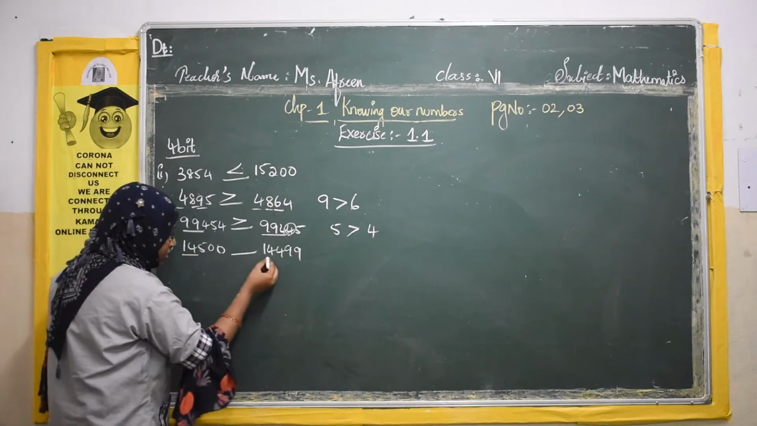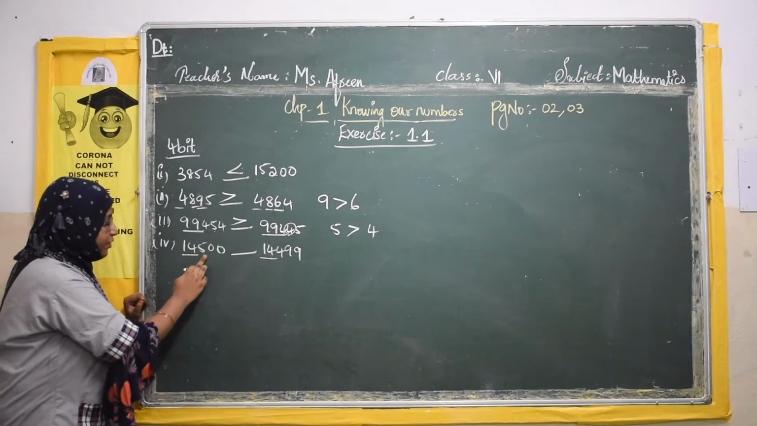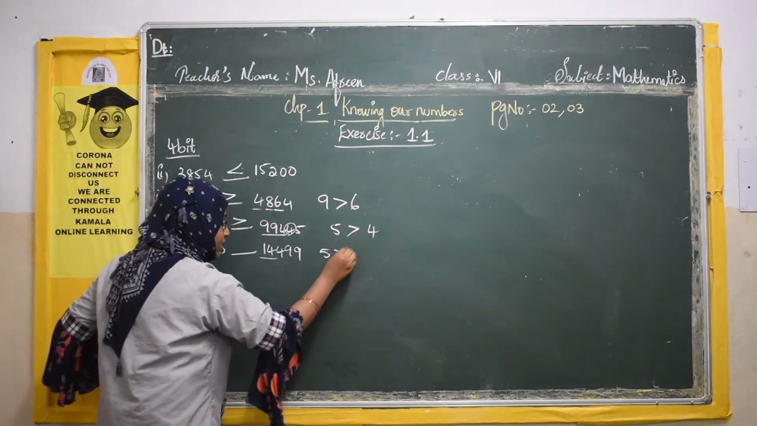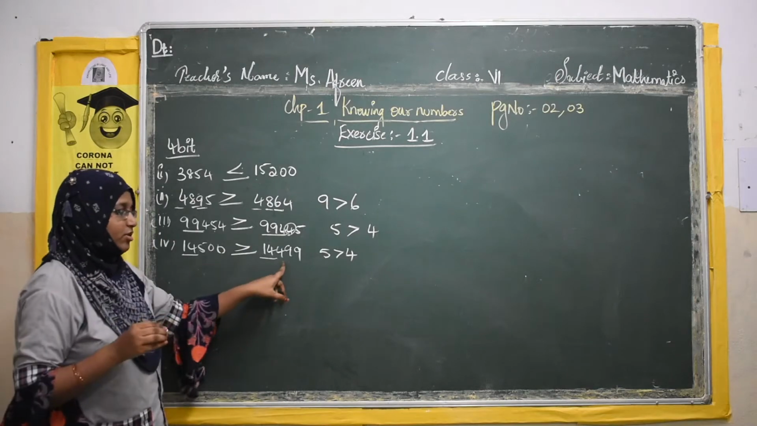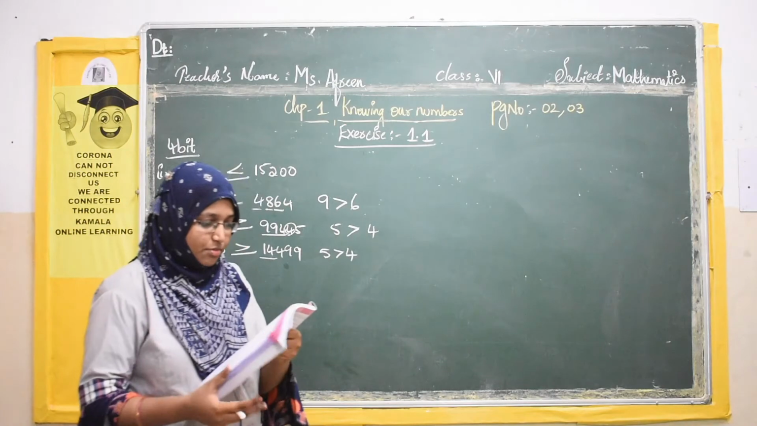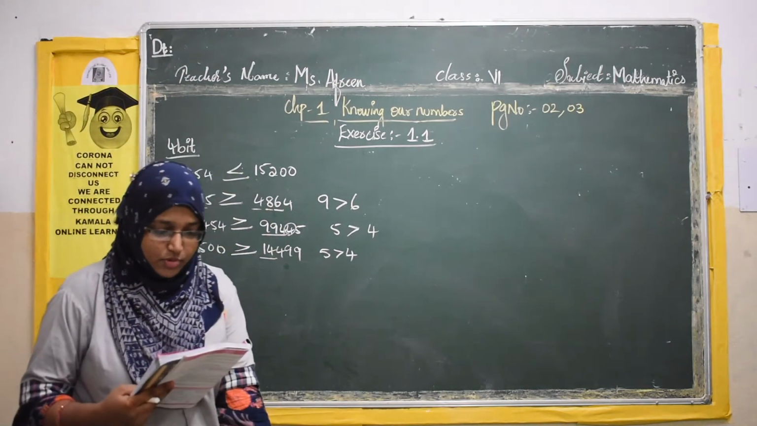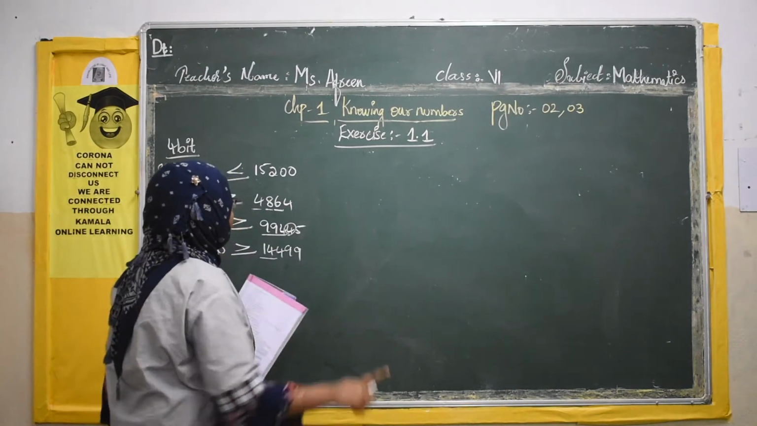Here the starting 2 digits are the same, 14 and 14. Now move to the hundreds place. Here it is 5, here it is 4. So again, as 5 is greater than 4, 14,500 is greater than 14,499. Now let us move to the next bit. Write the numbers in words.